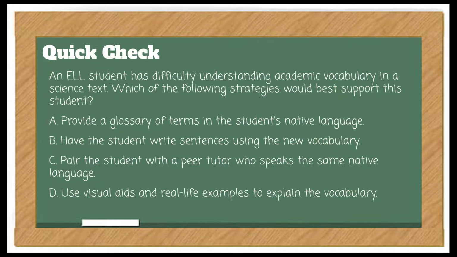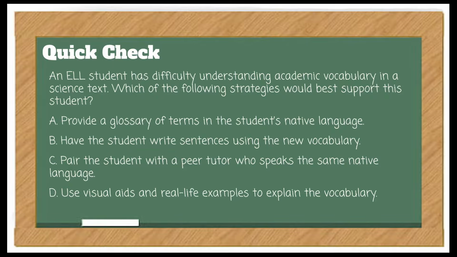An ELL student has difficulty understanding academic vocabulary in a science text. Which of the following strategies would best support this student? Okay, again, focus here is understanding academic vocabulary in a science text, and we're looking for strategies to support. What do you guys think? Is it A, provide a glossary of terms in the student's native language? B, have the students write sentences using the new vocabulary? C, pair the students with a peer tutor who speaks the same native language? Or D, use visual aids and real-life examples?